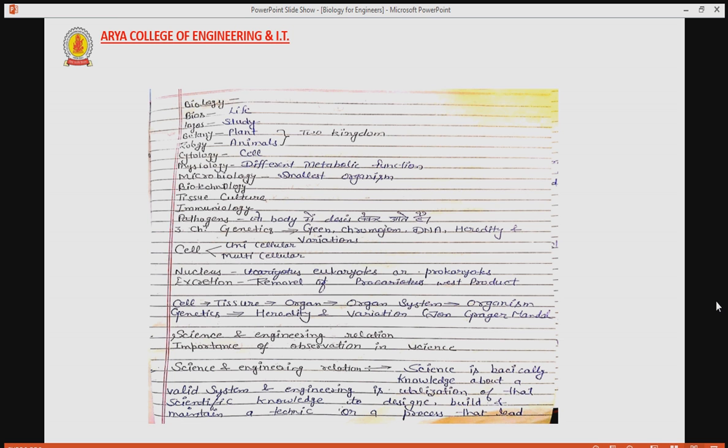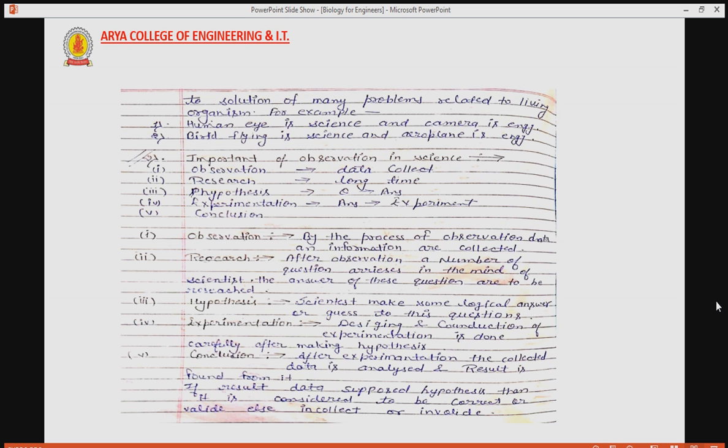What is the relation between science and engineering? Science is basically knowledge about a valid system, and engineering is the utilization of that scientific knowledge to design, build and maintain a technique or a process that leads to the solution of a problem.